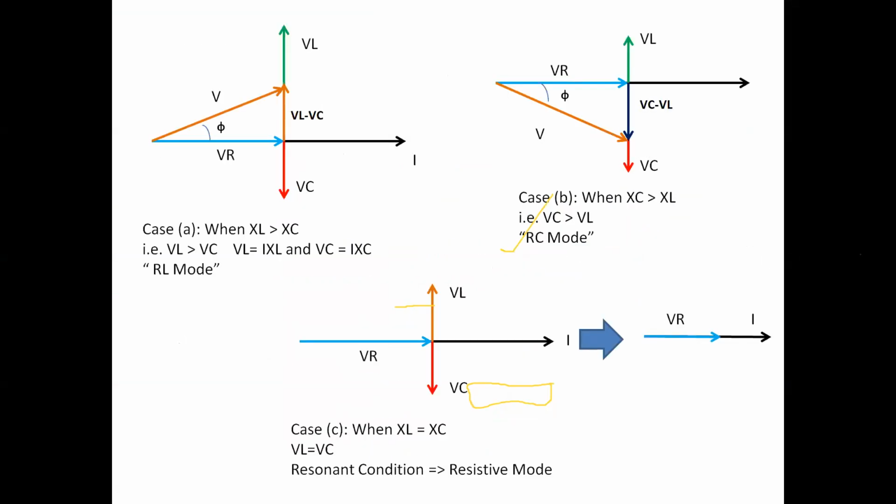Then finally, let's consider the third case. In the third case, we have taken XL is equal to XC. Now, your inductive element and capacitive element depend on frequency, right? Because their respective reactances are XL is equal to omega L and XC is equal to 1 by omega C. So as you start increasing the frequency, initially XL may increase.